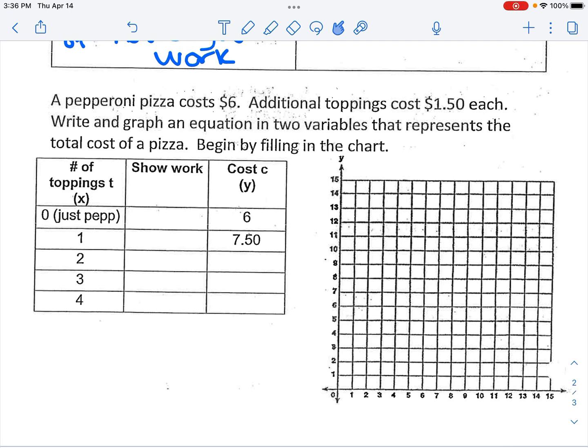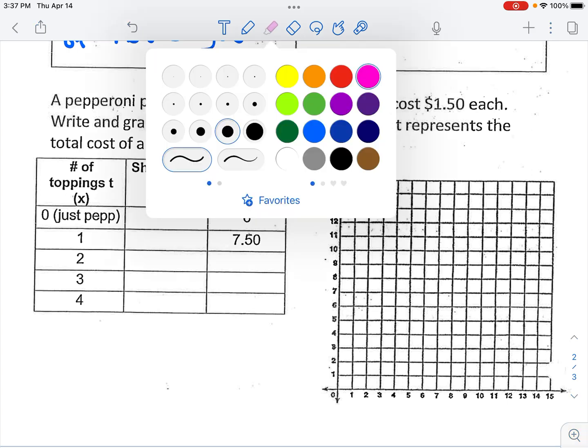All right, last problem. We got a lot going on here, so pay close attention. Lots of information. A pepperoni pizza costs $6. Additional toppings cost $1.50 each. Write and graph an equation in two variables that represents the total cost of a pizza. Begin by filling in the chart.